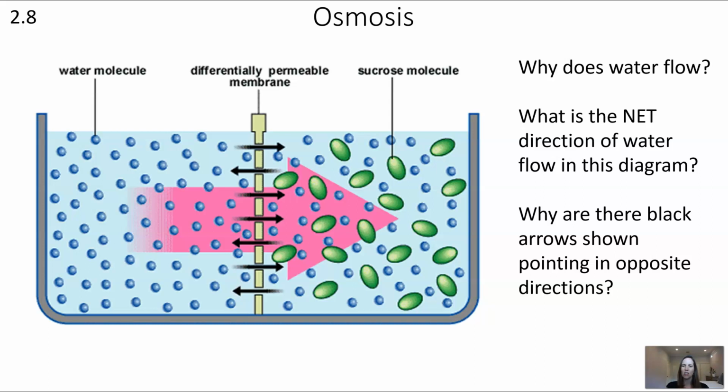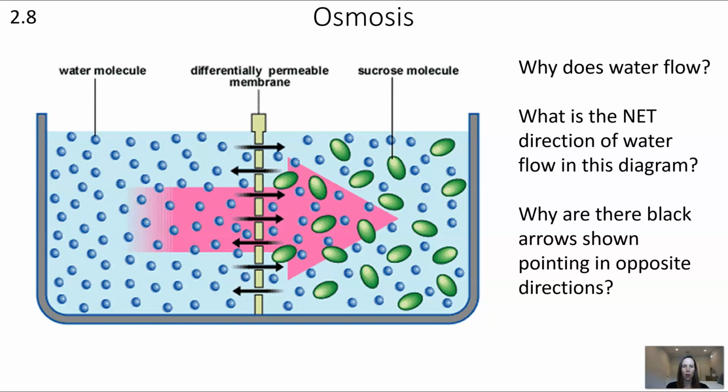What is the net direction of water flow in this diagram? And why are there black arrows shown pointing in the opposite directions? So we've got a big pink arrow and then a bunch of little black arrows. What do all of those represent? That big pink arrow is showing the direction of net water flow. So overall, more water is flowing to the right than it is to the left. But that doesn't mean there's no movement to the left at all. It just means that there is less movement to the left than there is to the right.